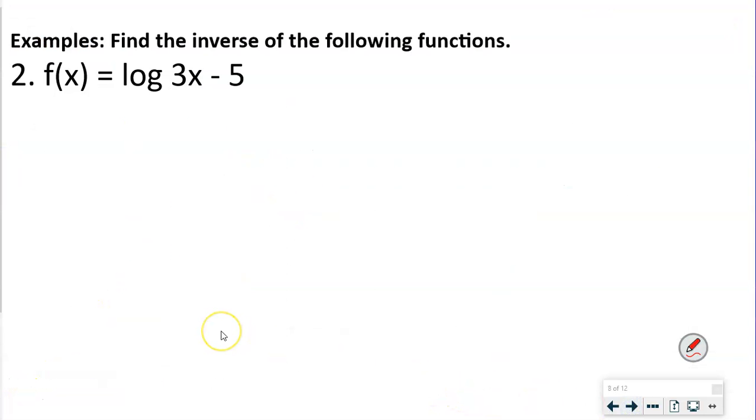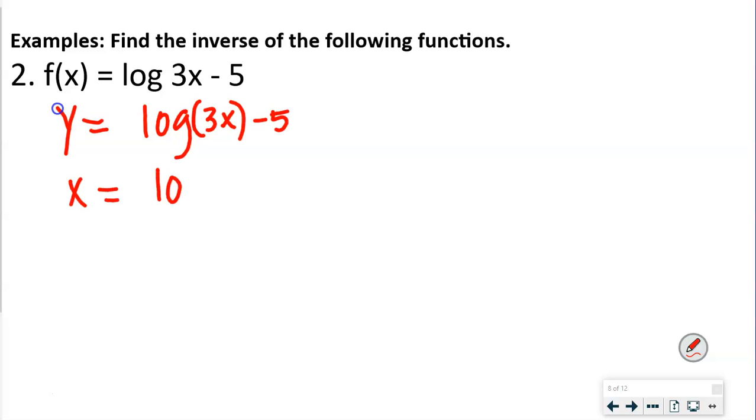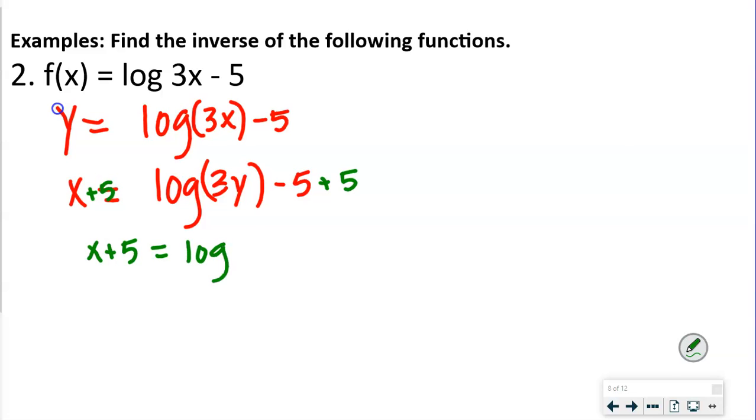So once again, let's work a problem together. So y equals log of 3x, in parentheses, minus 5, okay? So this time I'm going to swap the x and the y. Sorry, that's supposed to be a y, y'all. 3y minus 5. Okay, so before I switch it, I'm going to move this 5. So I'm going to add 5 to both sides. So now this is going to be x plus 5 equals log of 3y.